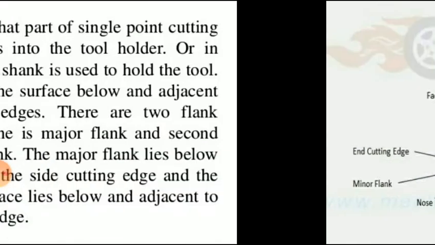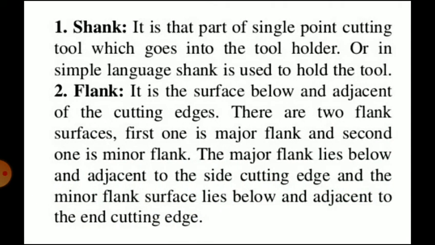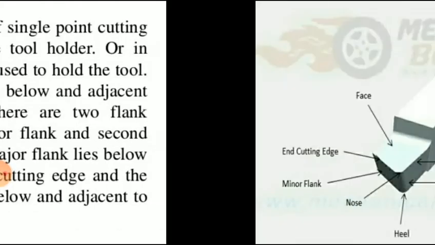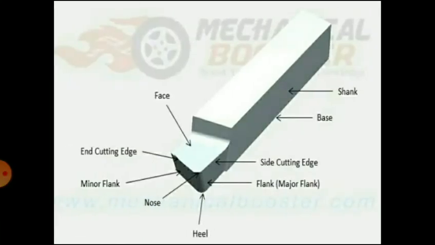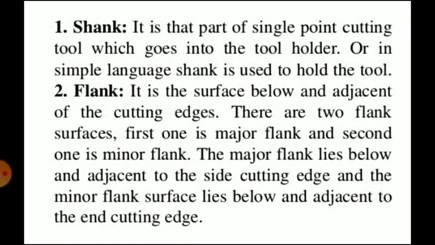So first is the shank. It is the main body of the tool. It is that part of the single point cutting tool which goes into the tool holder; in simple language, the shank is used to hold the tool. So this end part of the tool, called the shank, is used to hold a cutting tool in a tool holder.